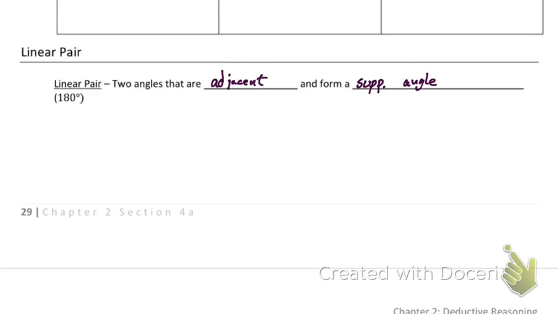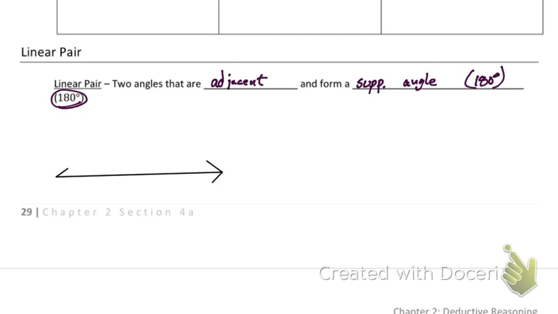Which just means that it's going to equal 180 degrees. So there are two angles that put together, well, I have the 180 down there. When we put two angles together, if they equal 180 degrees, they're called a linear pair. So here's an example of that.